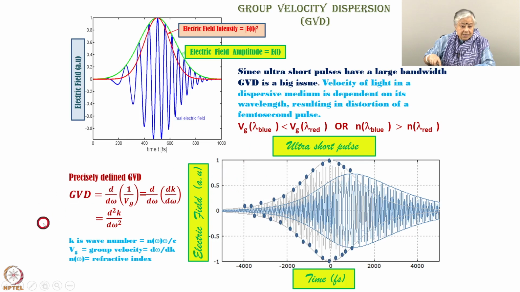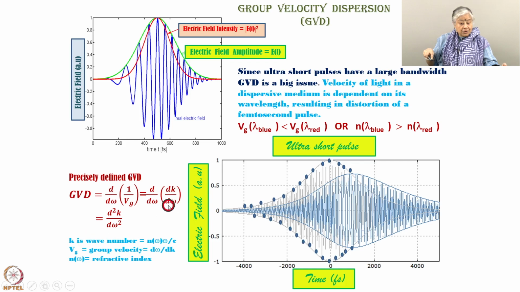But if you put it precisely, then group velocity dispersion is given as d by d omega of 1 upon Vg, which is the derivative of dk by d omega, where k is the wave number or wave vector which you have come across before, and the wave vector is omega by c. Here I have put in the refractive index because it is passing through a medium with a certain refractive index, and the refractive index is different for different wavelengths.